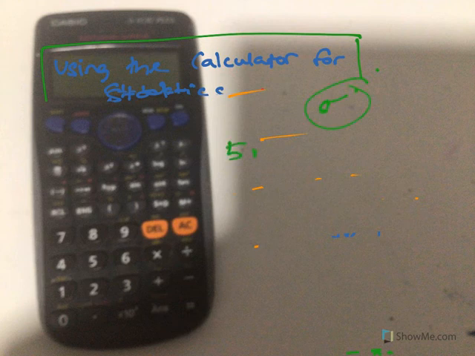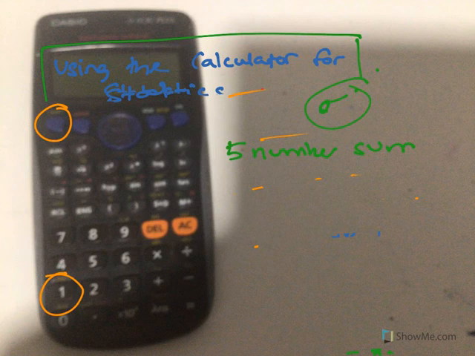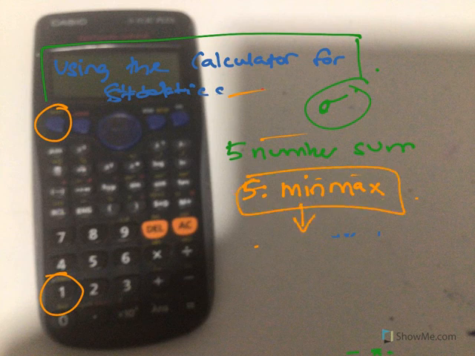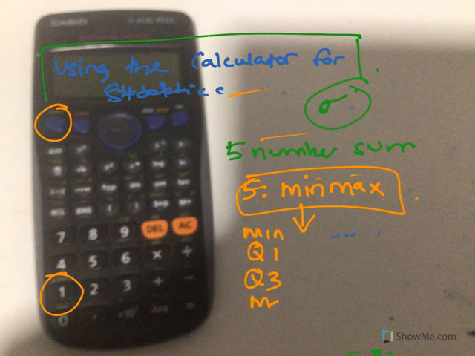Now to get your 5-number summary, you go again and you go shift 1. So go shift 1 again, and this time you want the one, mine's 5, some calculators, the new ones are 6, min max, and when I press that, what comes up? Shift 1, number 5. What comes up will be minimum, Q1, Q3, median, and then you have maximum.